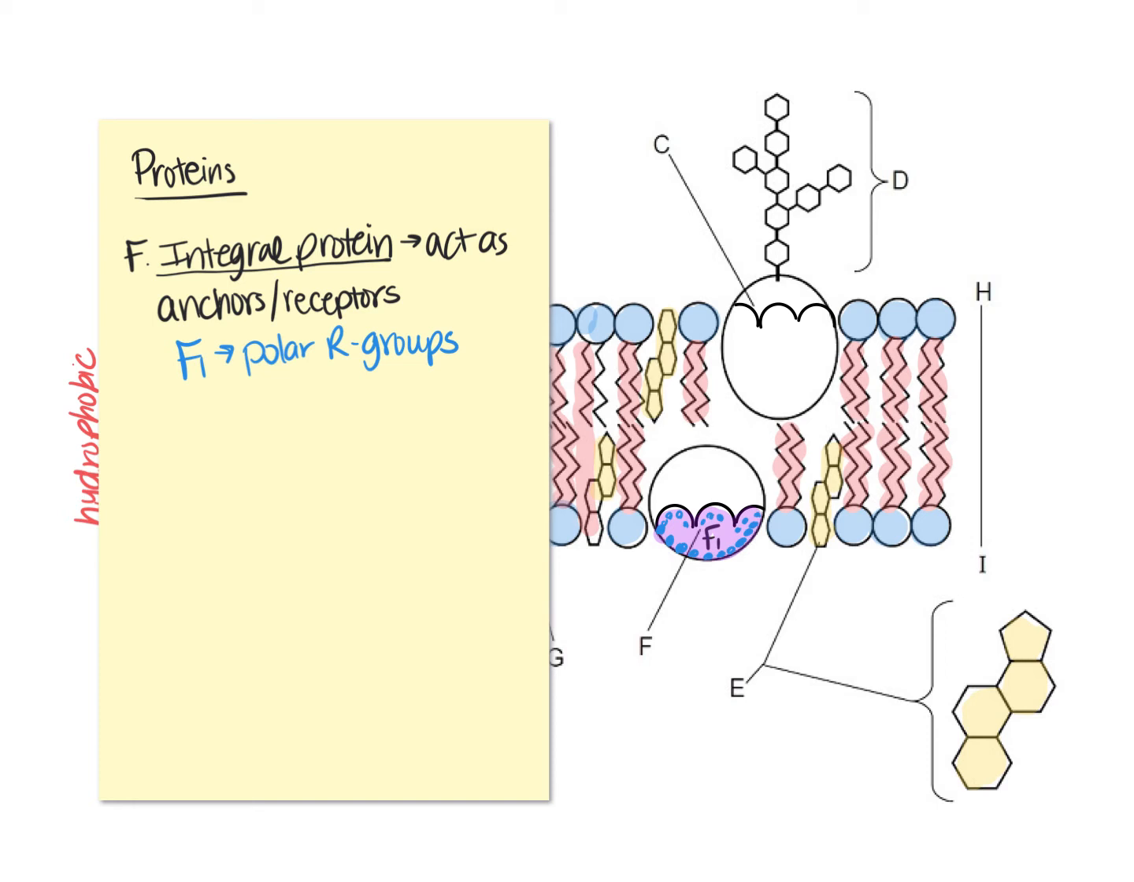Remember that proteins are made of amino acids, and it's the R group that changes from one amino acid to the next. So those dots are meant to represent amino acids, and those amino acids have polar R groups. Whereas these amino acids, located in F2 section, those amino acids are going to have non-polar R groups because they're going to interact with the hydrophobic tails around them.